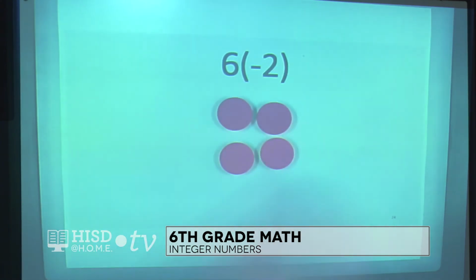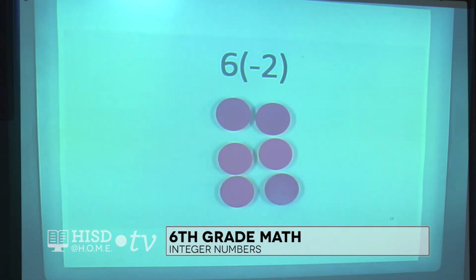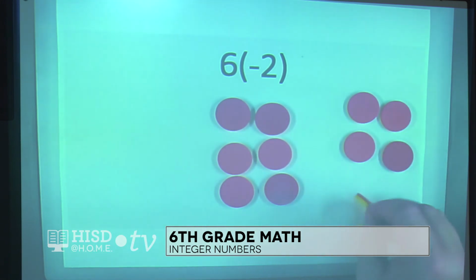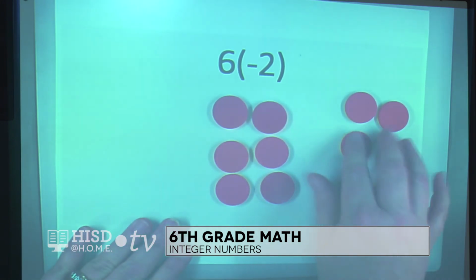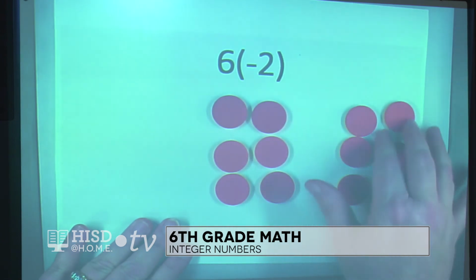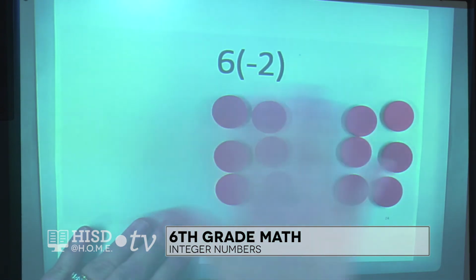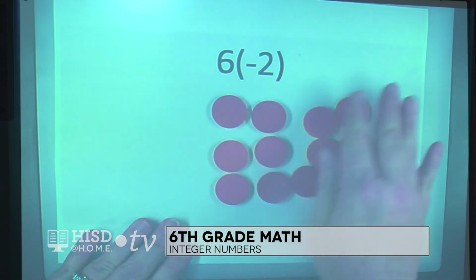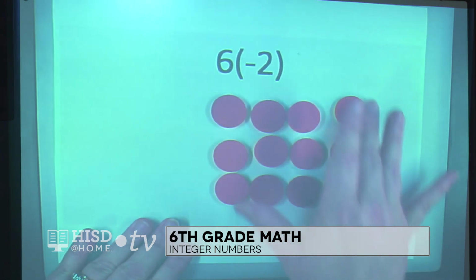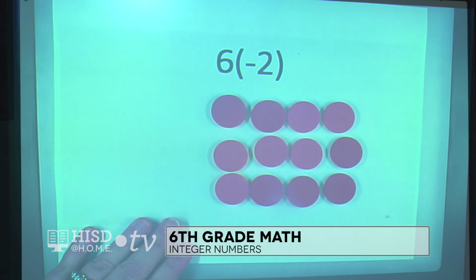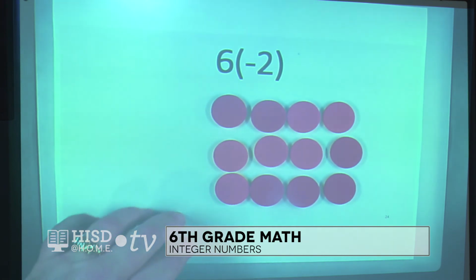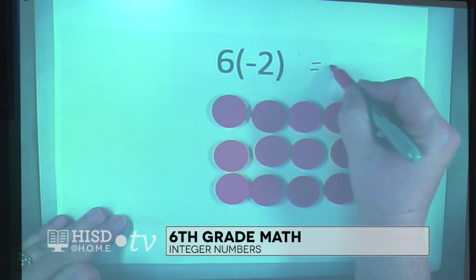Making sure it's negative. I had trouble with the last lesson. I kept forgetting the difference between negative and positive. All righty. Do you have 6 groups of negative 2? Because I do. 6 groups of negative 2 gives me a total of negative 12. 6 times negative 2 gives me negative 12.